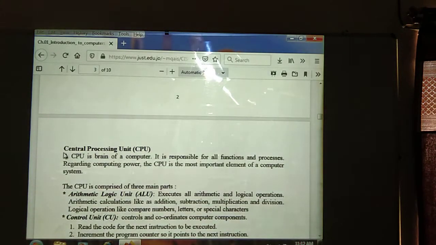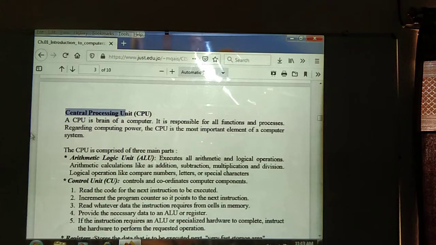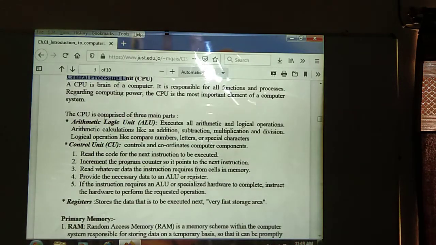We can see what a CPU is. CPU stands for Central Processing Unit. The CPU is the brain of a computer. It is responsible for all the functions and processes regarding computer power. Whenever we switch on, we supply the power and boot the system, and it automatically starts with the operating system. The CPU performs all the functions; whatever instructions we have given through the keyboard will be followed by the system. This is the CPU.